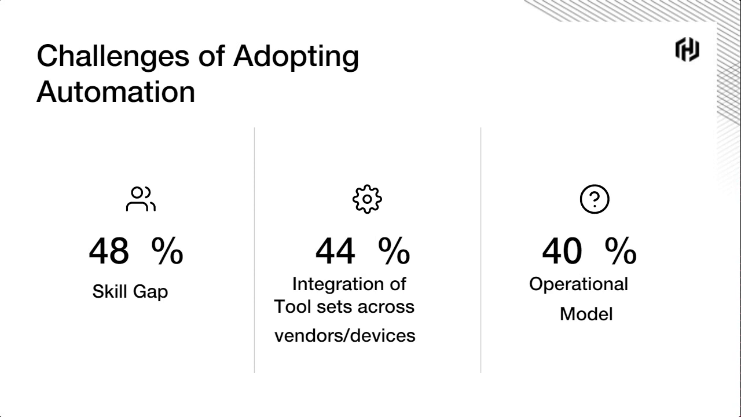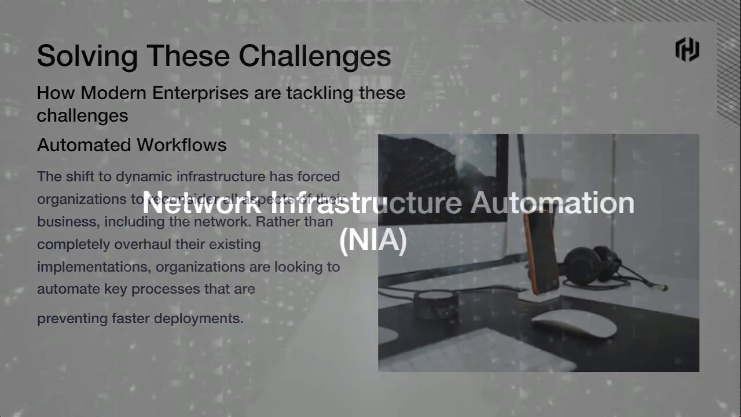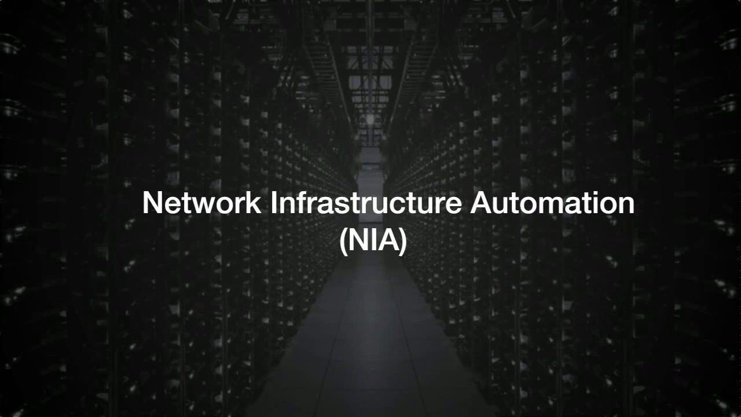And so when we look at how do we solve these challenges, the idea is we're not going to revamp the entire network. What we're going to do is isolate specific key processes that we know we can use our tools to integrate together with and be able to create automation. And as a result, that's where we have this concept that we call network infrastructure automation. So when you hear us talk about NIA and you hear us talk about Consul-Terraform-Sync, understand that Consul-Terraform-Sync is a tool that helps you achieve network infrastructure automation.